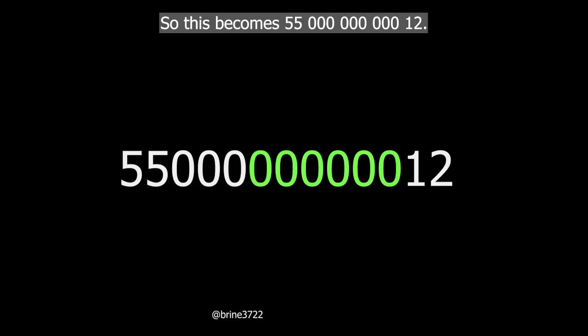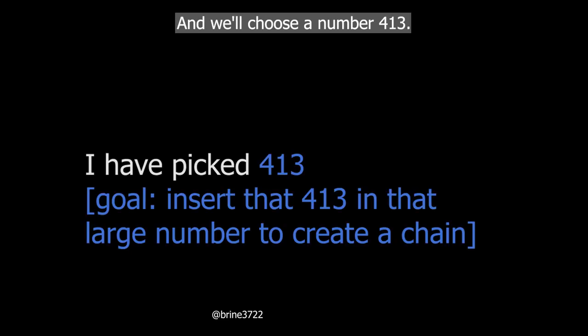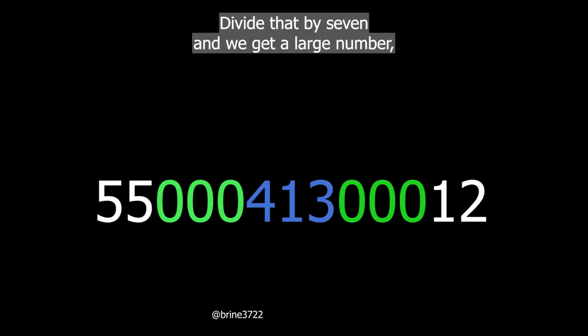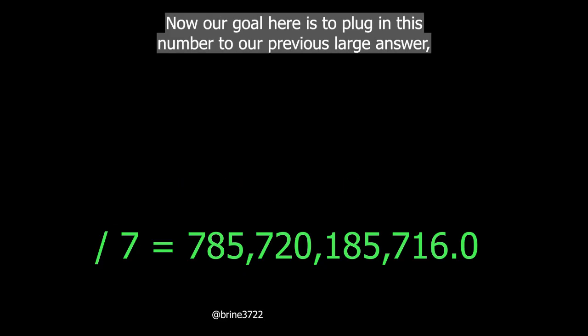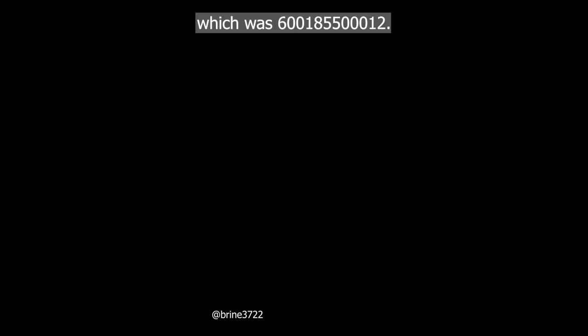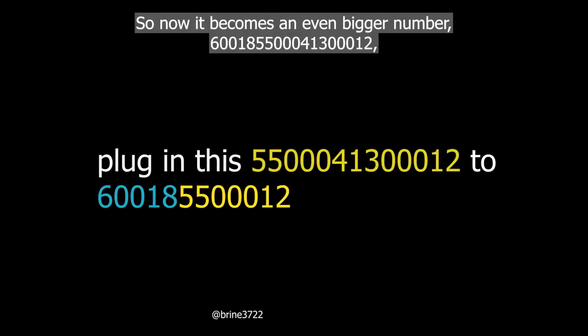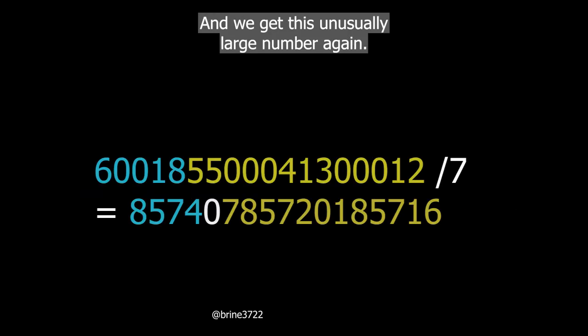So this becomes 55,000,000,000,000,012. This time, let's inject a 3-digit number that's divisible by 7, and we'll choose the number 413. Now we have the number 55,000,413,000,012. Divide that by 7, and we get a large number that I'm going to list on the screen again. And now our goal here is to plug this number into our previous large answer, which was 600,185,000,012. So now it becomes an even bigger number, 600,185,000,000,413,000,012. Divide that by 7, and we get this unusually large number again.